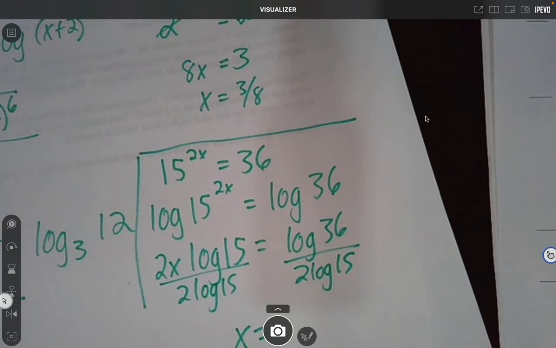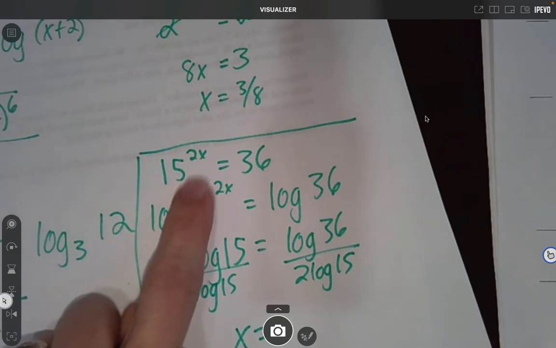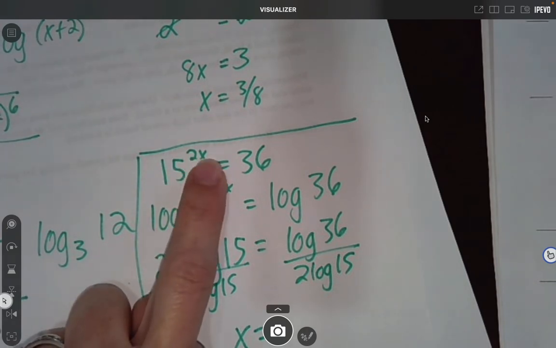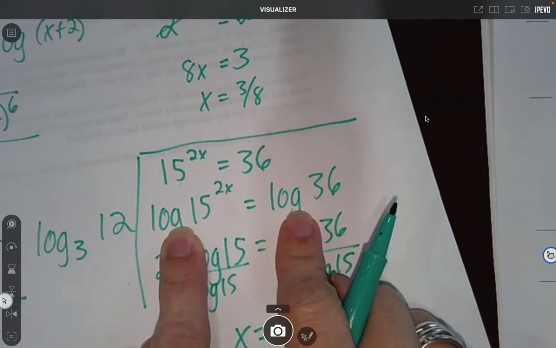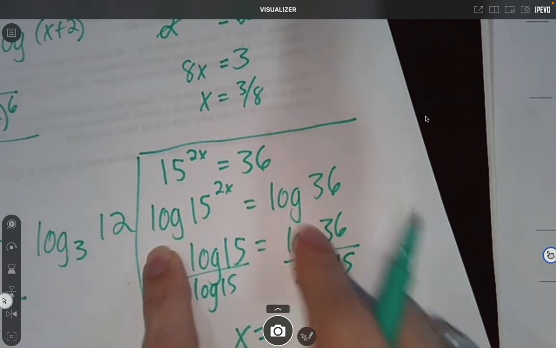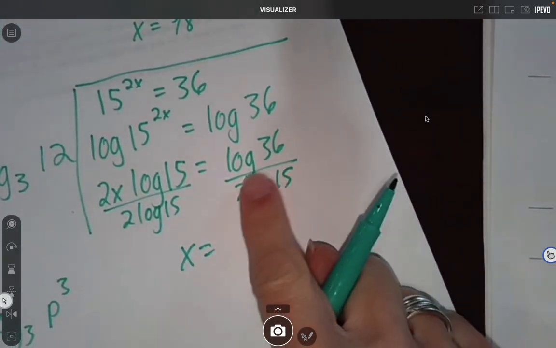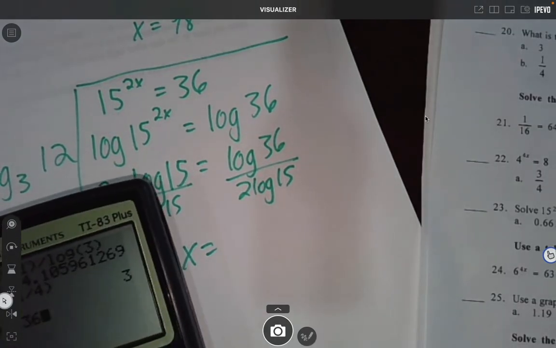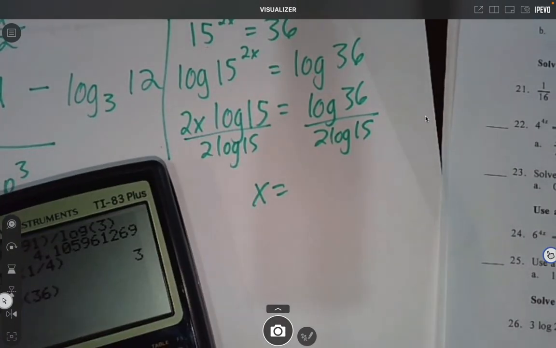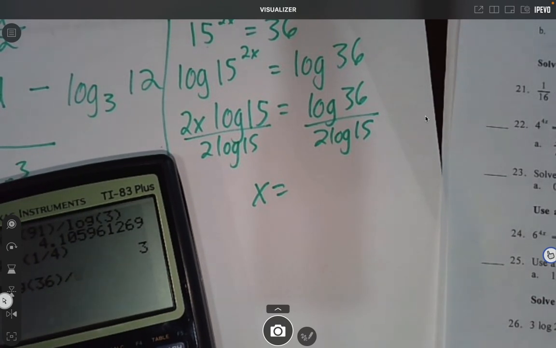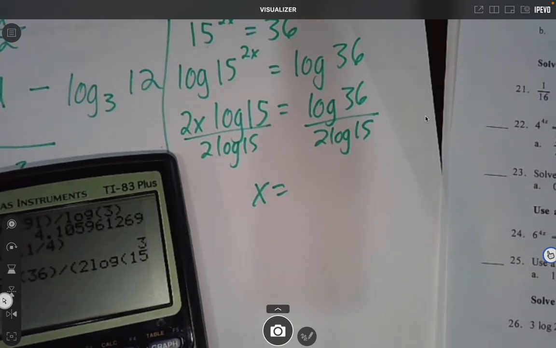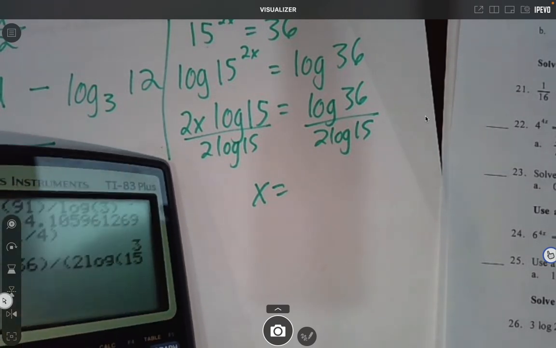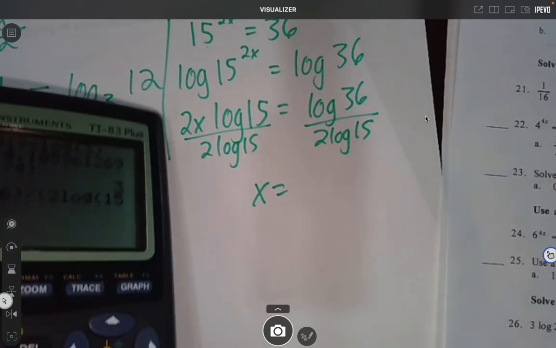What you have to do is get the x out of the exponent. So to do that, you put the log on both sides. Log 36. Now you can move your 2x down. So you just type this in: log 36 divided by, and then put this in parentheses, 2 log of 15. Okay, so we put the 2 log. Yeah, that's where I messed up. That way you're saying all that's in the denominator.